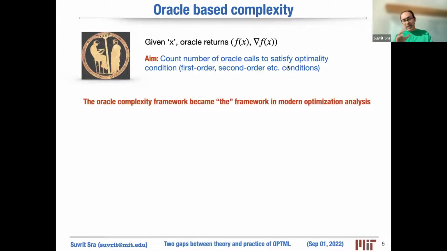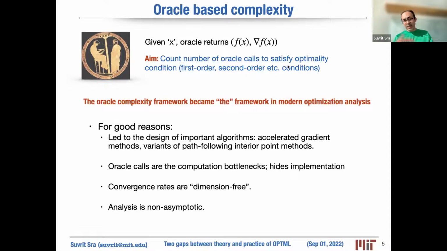And this paradigm is the framework in modern analysis and optimization, and it's been very successful. It has led to the discovery of important algorithms like Nesterov's accelerated gradient methods, or variants of path following interior point methods. And it gives us dimension-free rates. You don't have to worry about, did I implement using autodiff a better subroutine for the gradient of f than somebody who didn't do autodiff? So you hide that away.